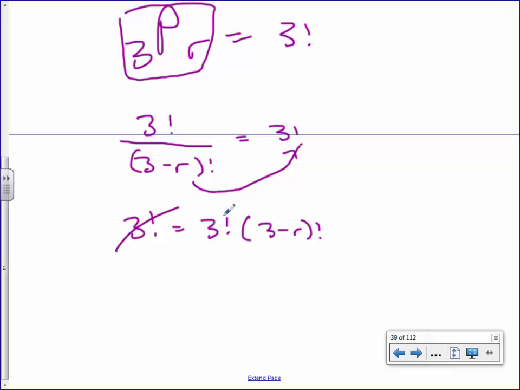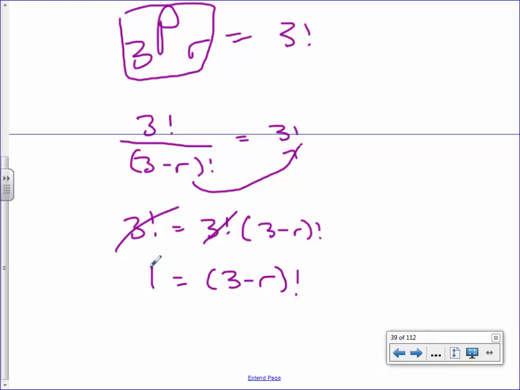Well, I wouldn't FOIL it. I'm actually going to cancel. You see how I have a 3! on both sides? Well, 1 equals (3 minus r)!. Does that make sense so far?